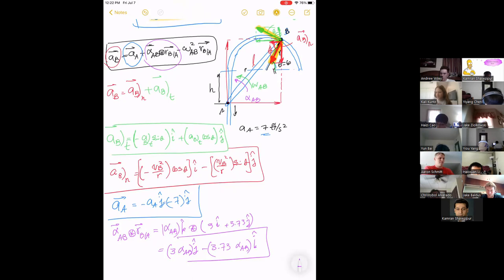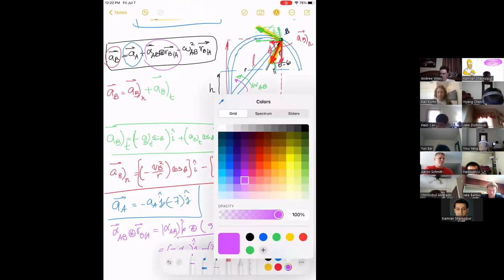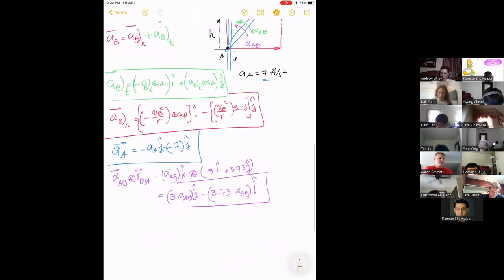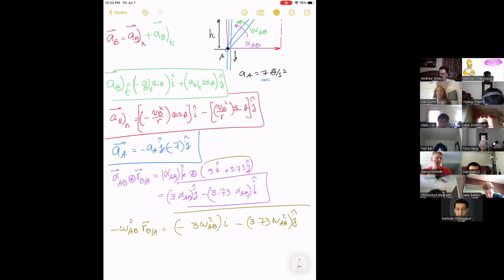Okay. The last one. I'm going to go with this dark brown for omega AB RB. So minus omega AB squared times R, RB with respect to A, it's simply minus 3 omega AB square I minus 3.73 omega AB square J. I just multiplied omega AB by this term and simplified it. So this is the last term.